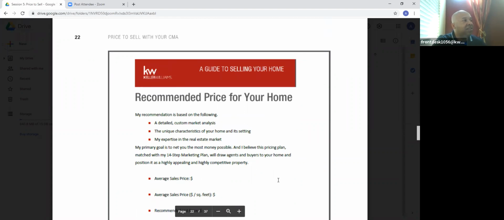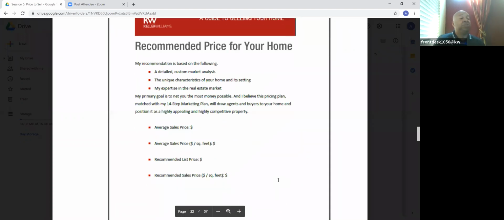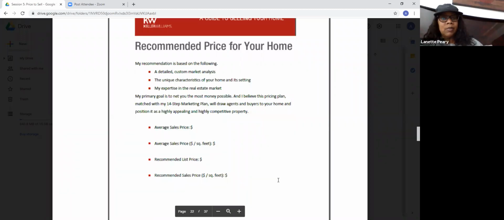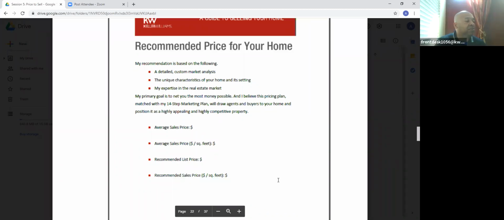So this is a guide to selling your home, on page 22. It's the recommended price for your home. It's what you would give to the seller. It says, My recommendation is based on the following: a detailed custom market analysis, the unique characteristics of your home and its setting, and my expertise in the real estate market. Usually when you give something like this to a seller, they have a better understanding because it's right in their face. So I would suggest you come very prepared and have all your ducks lined up in a row to give the seller a better understanding.